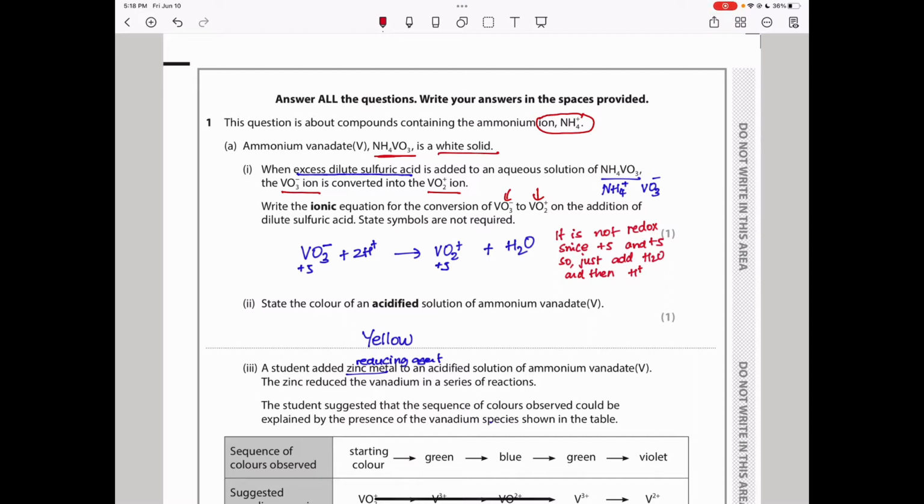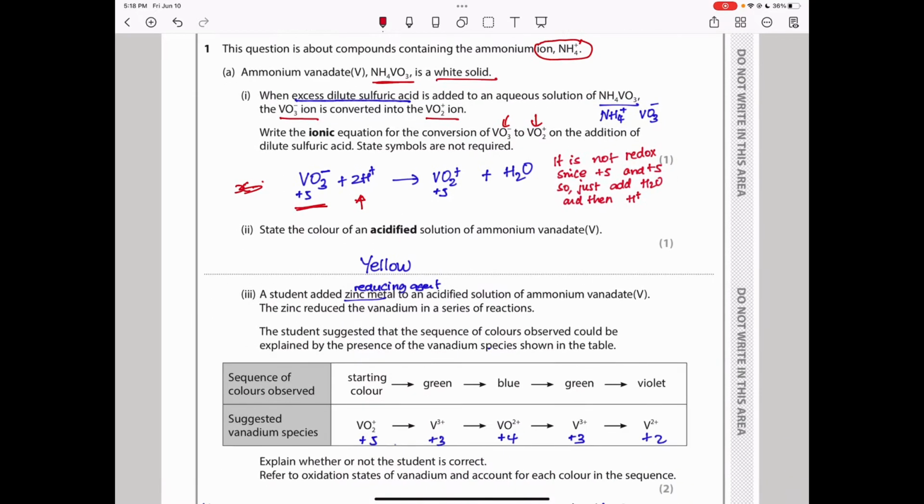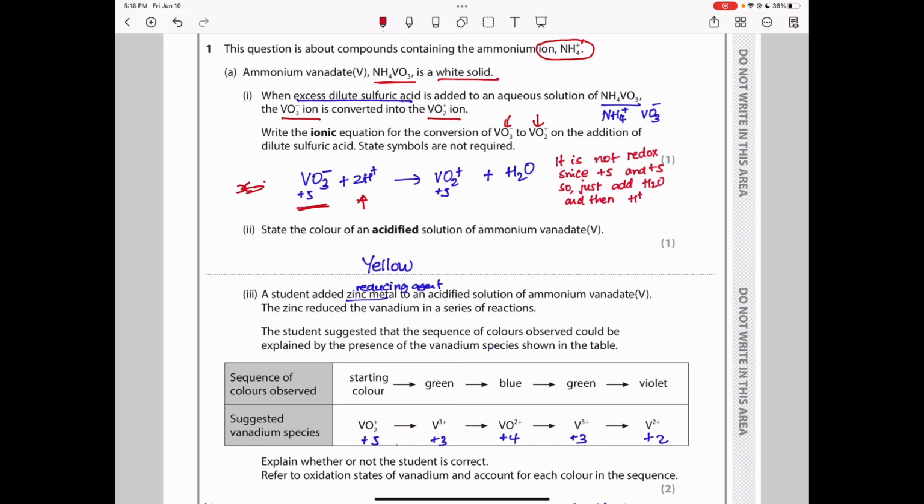Now here we see, remember, this is addition of an acid. So an acid is added to this, which is in +5 oxidation state. And this one here is still in +5 oxidation state. So we get that water. Again, this is not redox because they are still in the same oxidation state. The first question, of course, this one is okay.